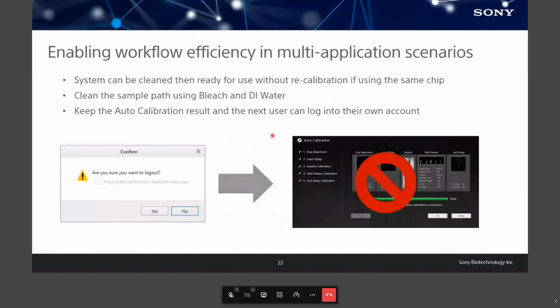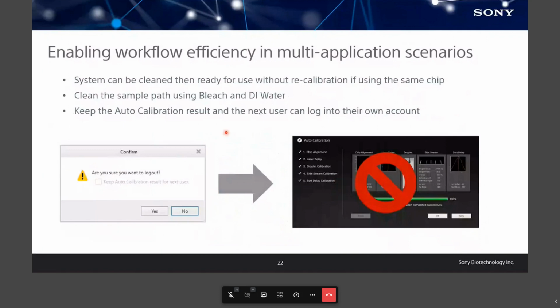One other really nice feature is that if you have a user that comes in and they want to run a different cell type or a different application, but they want to use the same chip size, you don't actually need to swap the chip. So you can have the previous user just clean the instrument, again guided by a little software wizard where it will have you run bleach and run water. And then you can log out of the system, check this little option here that says keep auto calibration result for next user. And then the next user can come in, log into the system, and not have to go through auto calibration at all because they're using the same size chip.